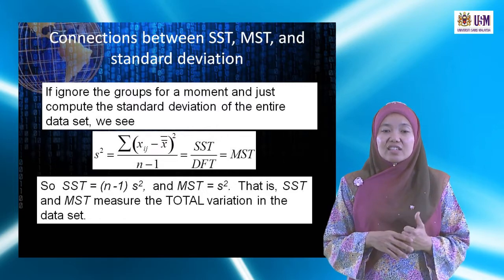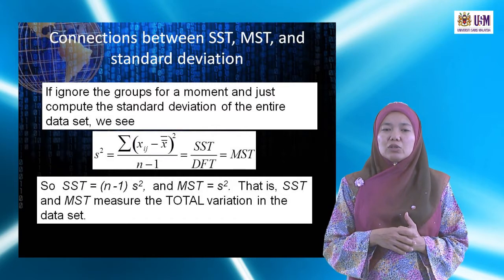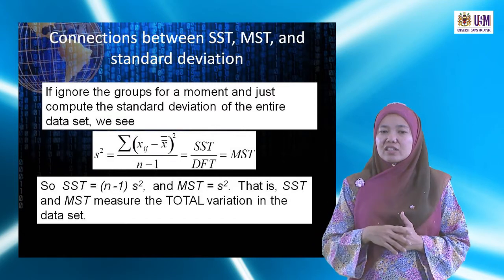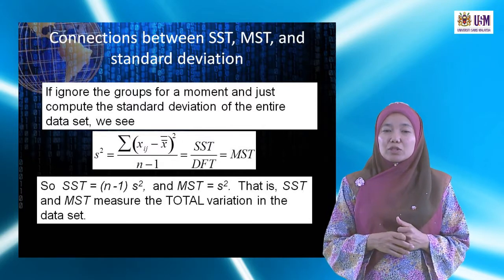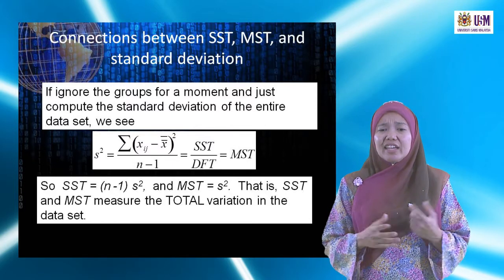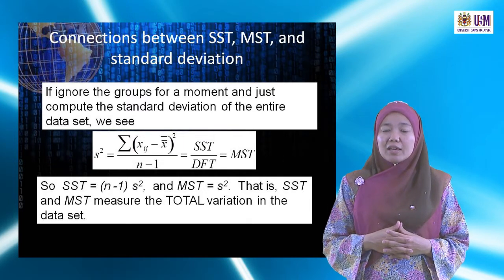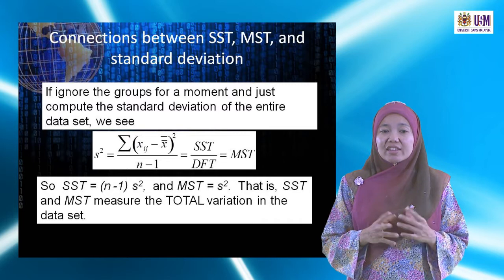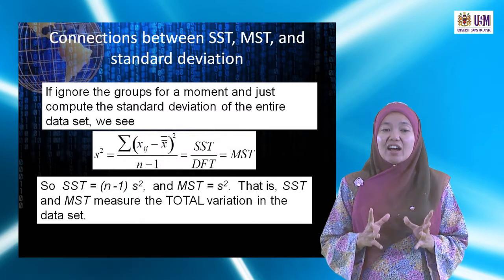So SST is N minus 1 multiplied by S squared. Remember the formula for SST from just now: the summation of Xij minus X double bar, in brackets, squared. And then MST equals S squared. So SST and MST measure the total variation in the data set.